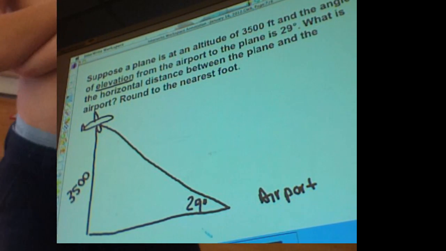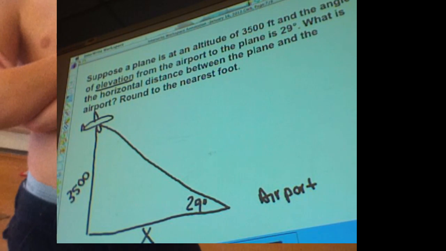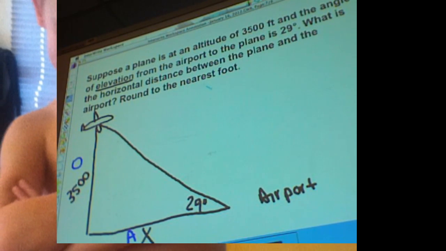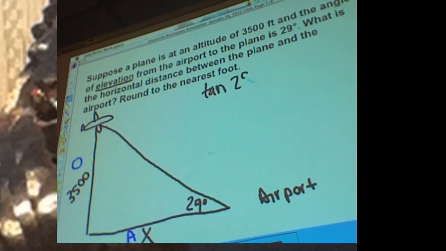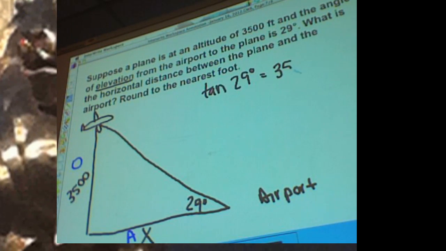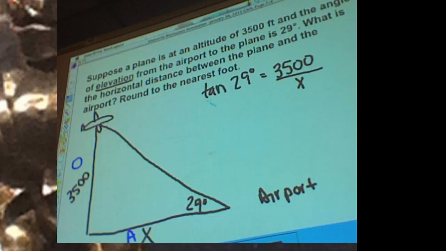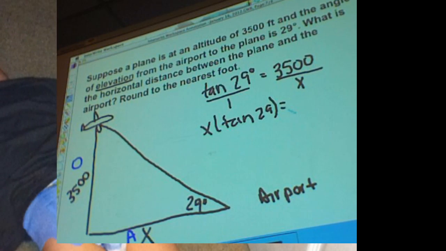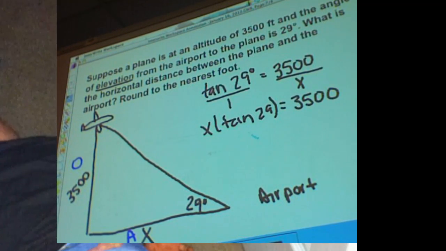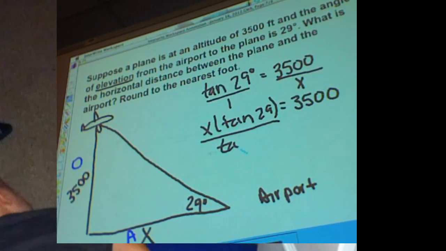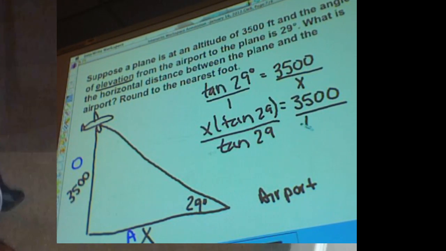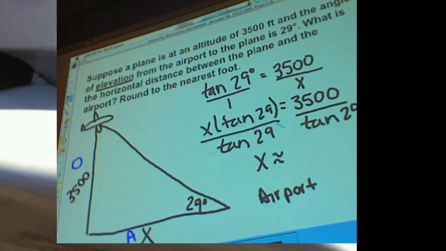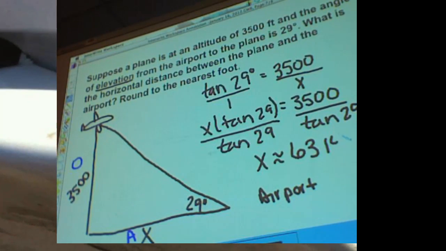What is the horizontal distance between the plane and the airport? You notice we have our opposite and our adjacent, so we are still using our tangent. So the tangent of 29 degrees equals the opposite side over the adjacent side. Set up your proportion, cross multiply. In this case, we're going to have to divide by the tangent of 29. And you should have gotten that the airplane and the airport are approximately 6,314 feet apart.